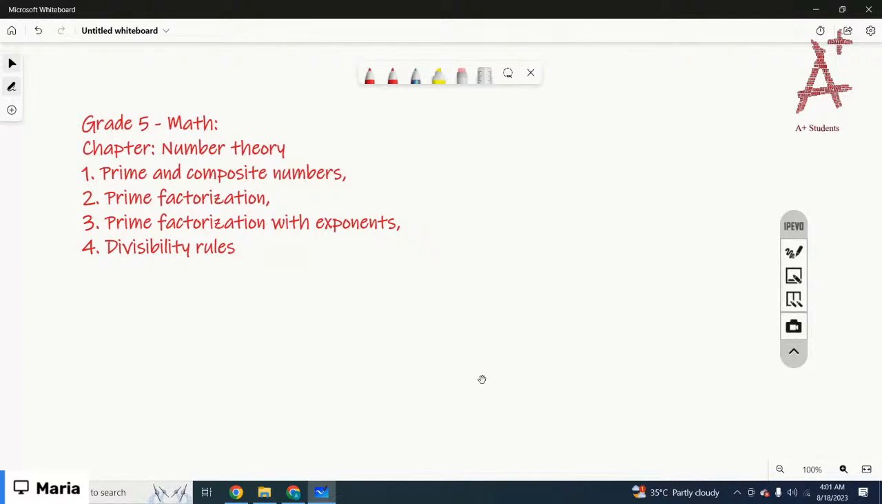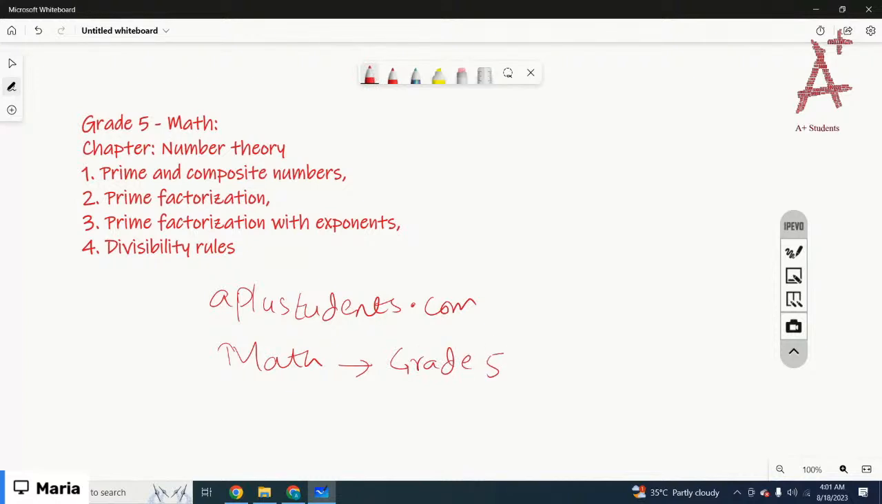We are here for grade 5 math. You can find all the lessons on aplusstudents.com. You have to log in there using your email address, and the password is provided by the administrator. Then you have to select math from the subject tab. Scroll down to grade 5 and then click on view all lessons.